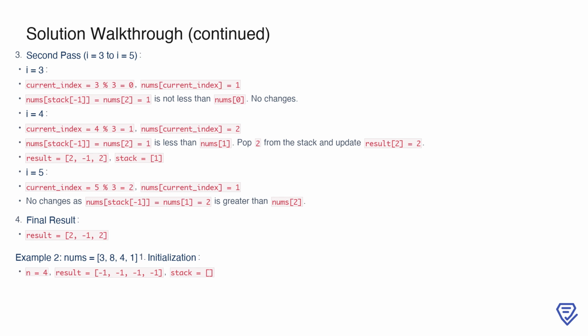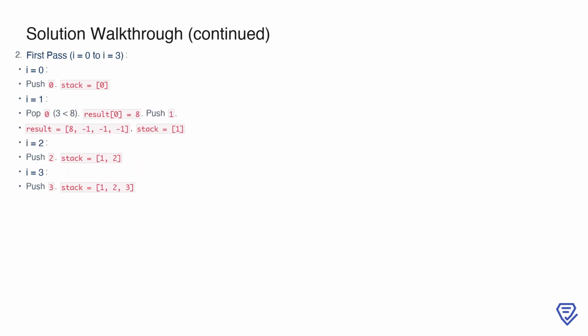For i equals 5, the current index wraps around to 2, and the value is 1. This time, the value at the top of the stack is 2, which is greater than the current value, so no changes are made. At the end of this pass, the stack is 1, and the result array is finalized as 2, -1, 2. Now let's look at the second example, where the input array is 3, 8, 4, 1.